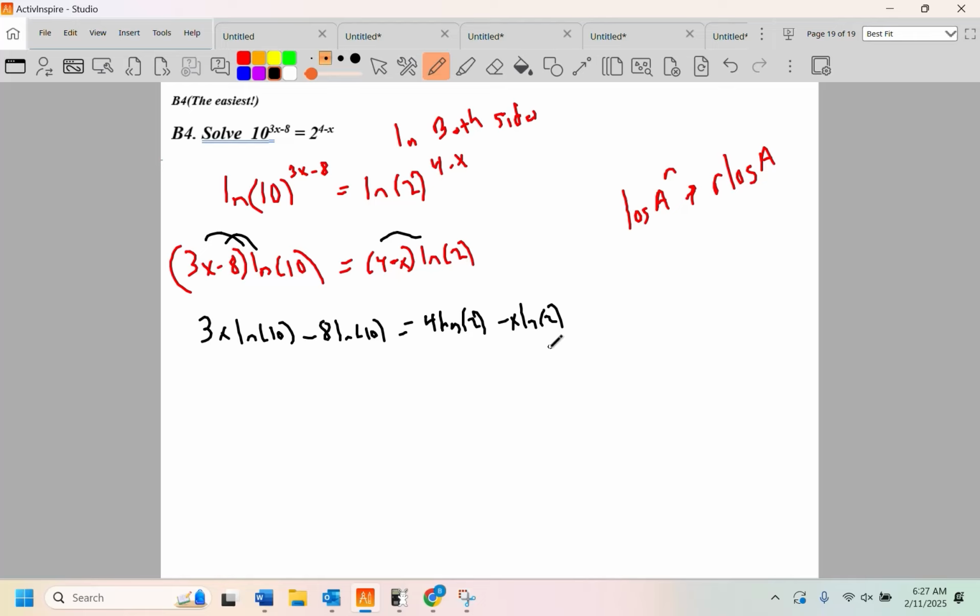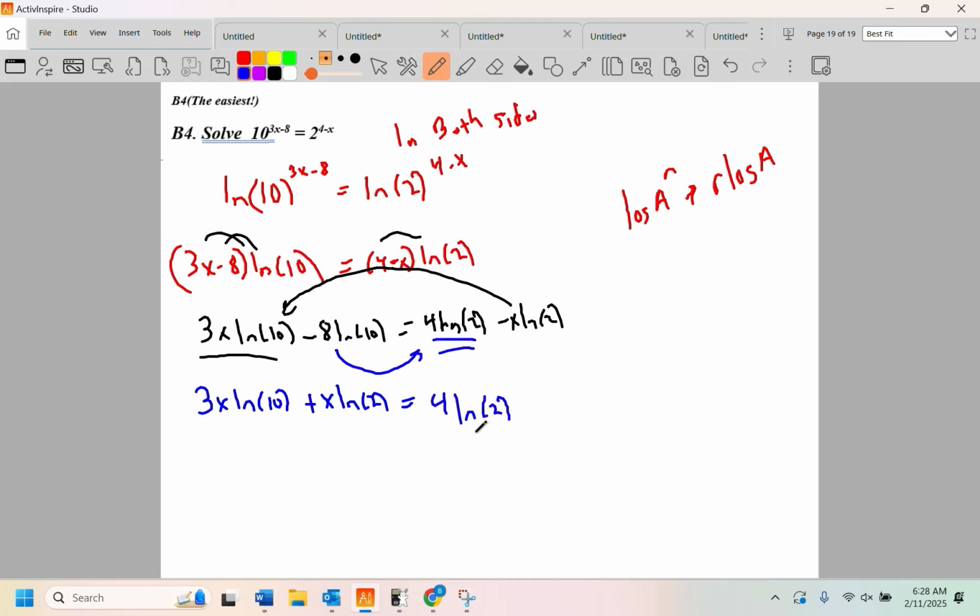All right, so now we're going to go back to when we first learned algebra. We're going to take everything with an x and place it on the left and everything else on the right. So we're going to move this, leave that guy there, and we're going to move this guy over here. So next line, 3x natural logs of 10 plus x natural logs of 2 is equal to, this guy's fine where he is, 4 natural logs of 2, moving over, plus 8 natural logs of 10.